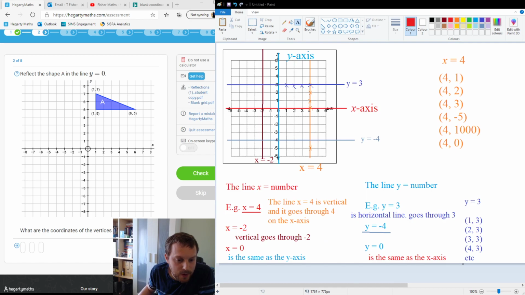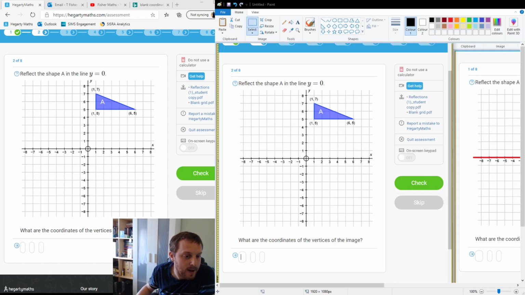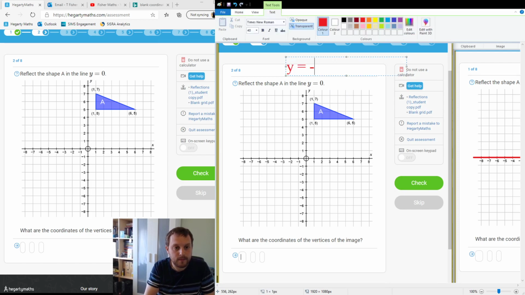So what do I want us to focus on? We are focusing on y equals a number. When y is a number, that's horizontal, going through the number that it wants. So y equals 0 goes through 0 and is horizontal. If you remember from the previous video, that was the same thing as the x-axis. So actually this is basically the same question as before, except obviously it's a different starting shape. So the line y equals 0 is actually the x-axis.